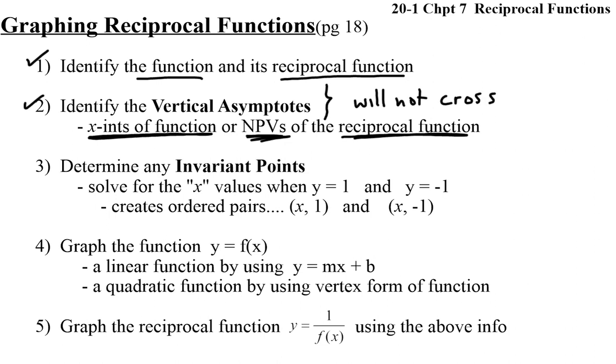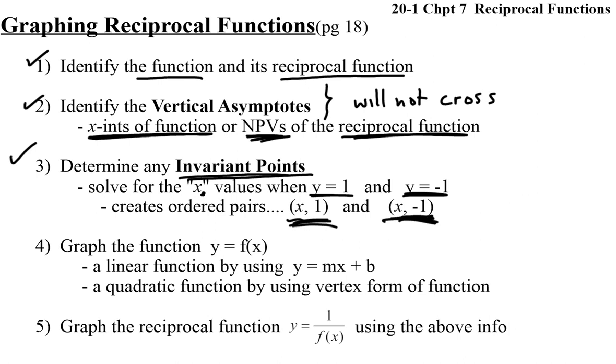The other thing we need to determine are the invariant points, like I just said. We need the coordinates. What's the x value when y equals 1? What's the x value when y equals -1? We will get ordered pairs, something, 1 and something, -1. These are the points that both graphs will intersect with.